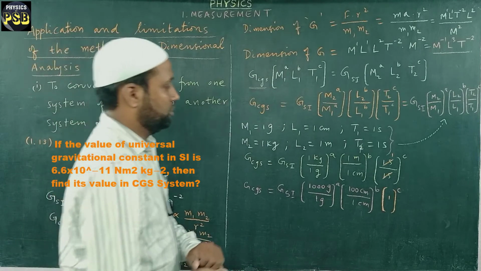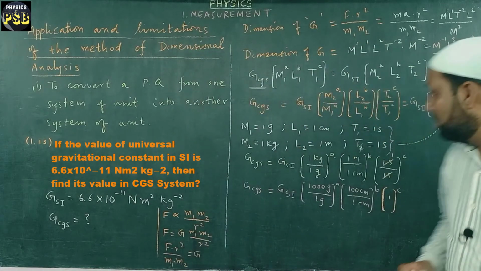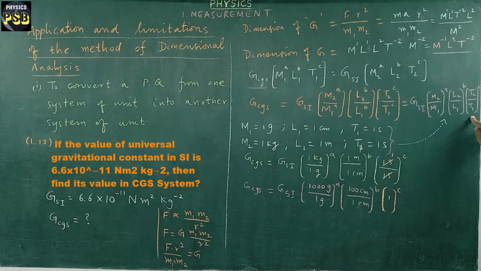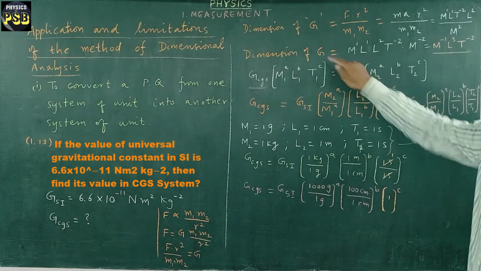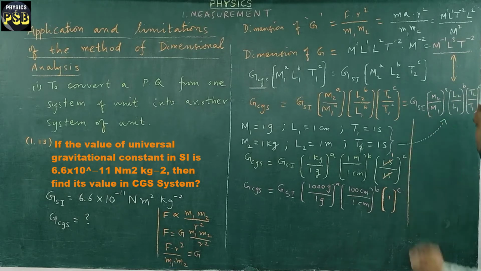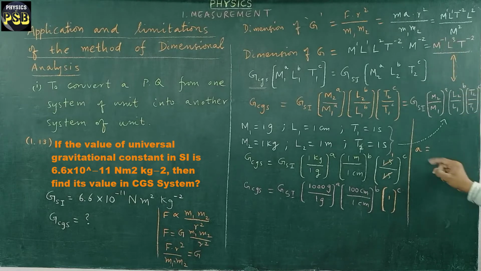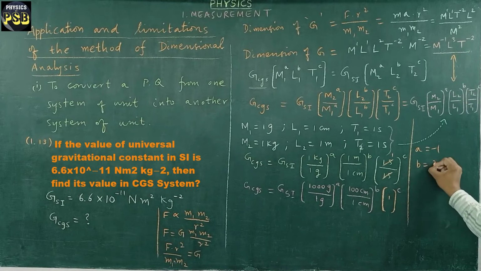Now, what is the value of A, B and C? This can be obtained by comparing this part with the dimension of G. If you compare these two, you will get the value of A: here the power of M is A, and here the power of M is 1. So in the place of A, we have minus 1. In the place of B, we have 3. And in the place of C, we have minus 2. That I am going to mention here.